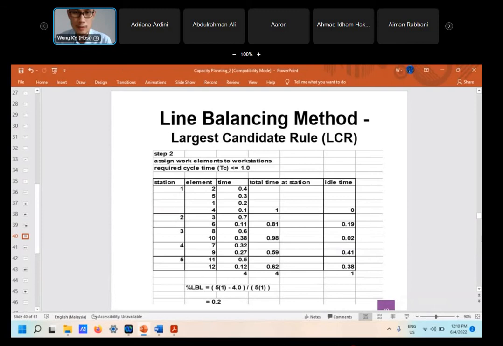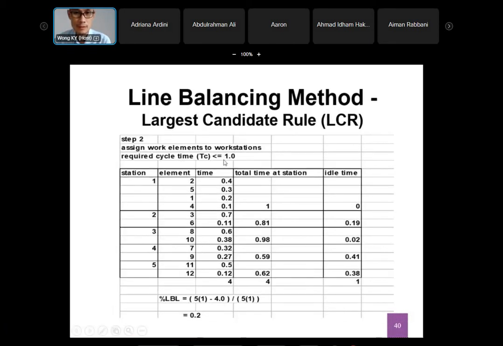Okay, and the question also gives you this. It says the required cycle time. The required cycle time for every workstation is 1 minute or less than 1 minute.